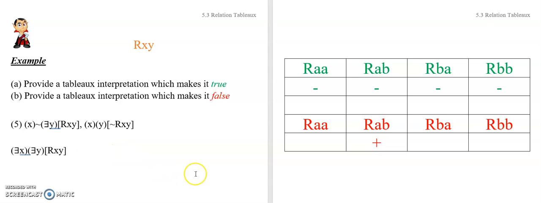I hope that makes some sense, and it's a really nice trick of the trade. When you're trying to make a sentence false, think about trying to make the negation of that sentence true, and sometimes that can help you out.